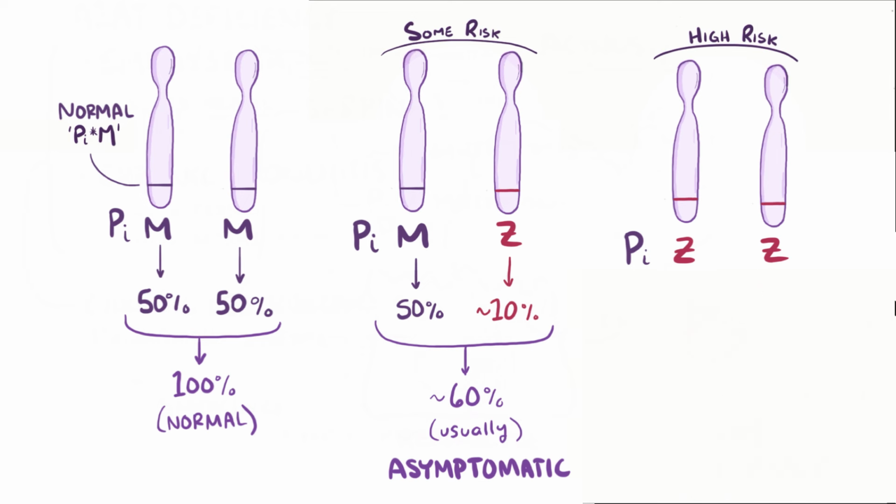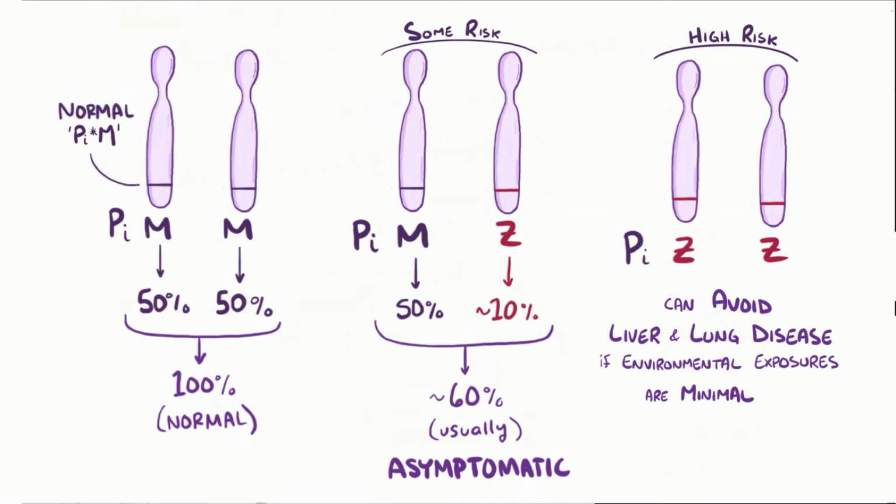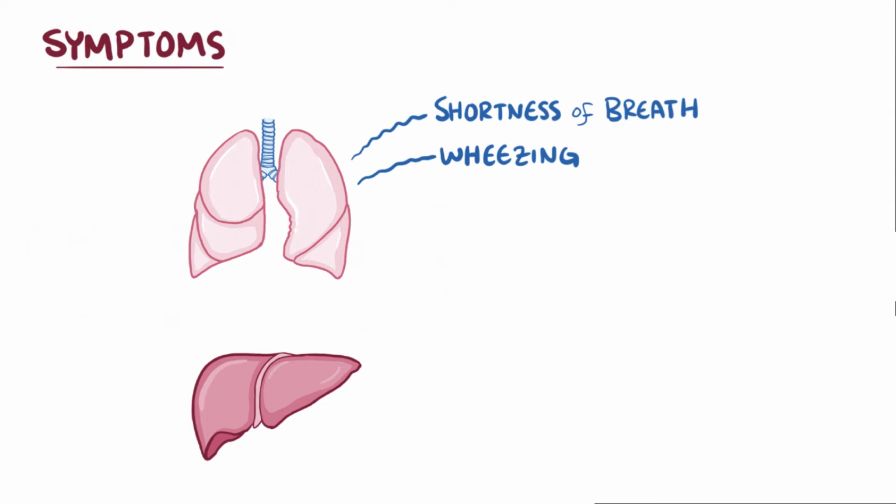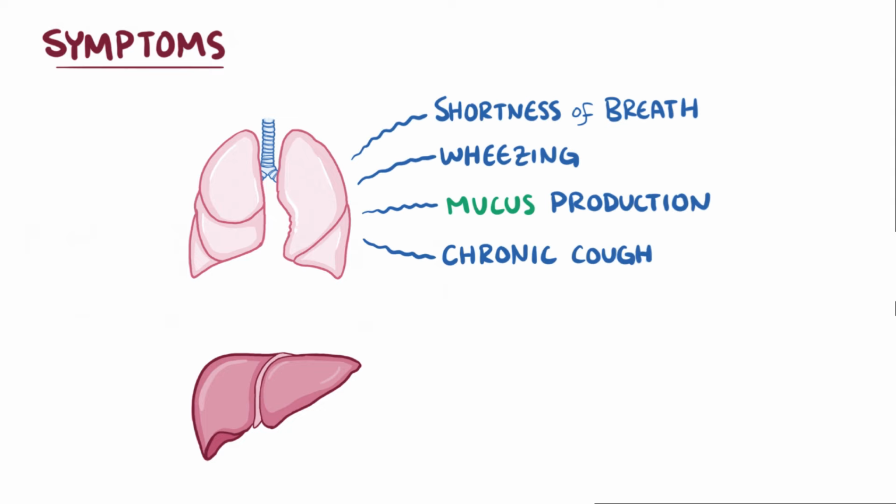Having said that, though, some people with PiZZ deficiency can live their entire lives with no lung or liver disease, if their environmental exposures are minimal. Symptoms of alpha-1 antitrypsin deficiency typically involve the lungs and liver. The changes in the lungs that cause chronic obstructive pulmonary disease can result in shortness of breath, as well as wheezing, mucus production, and a chronic cough.